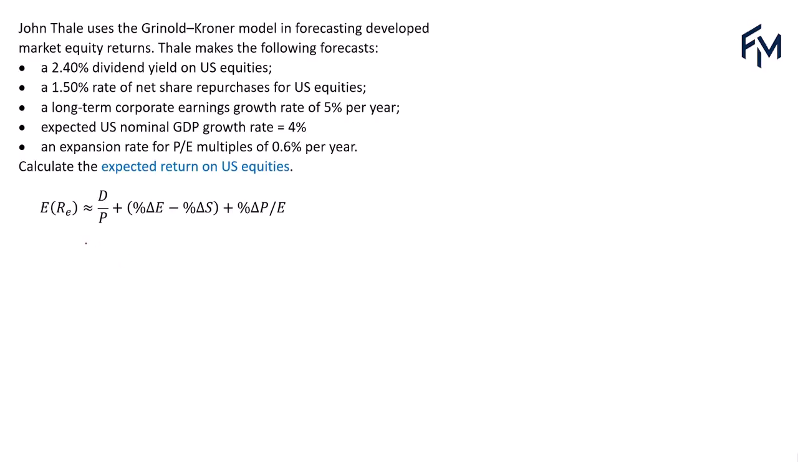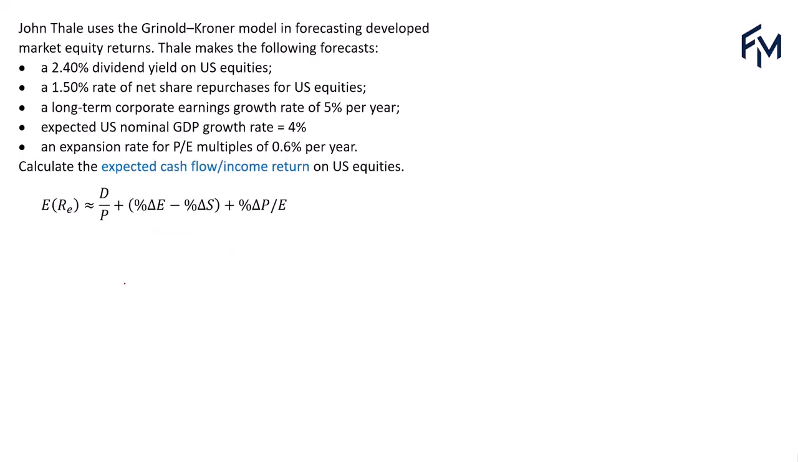Based on the model, the dividend yield is 2.4%. Then we add the expected corporate earnings growth rate of 5% per year. Then we minus the net share repurchase, which is a negative number, so this will be minus the bracket negative 1.5%. And then we add the expansion of the PE multiple of 0.6% per year. Adding this up, we would have an expected return of 9.5% for US equities.